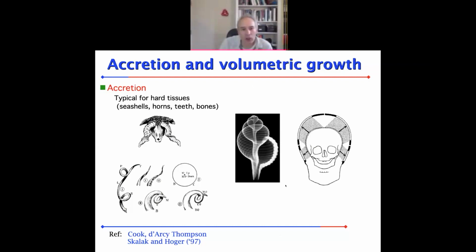Accretion is very typical for hard tissue, things like seashell, horn, teeth, bones, coral, and things like that. You have a hard material, and what you're going to do is add new layers every time during development. And if you think of the skull as also a hard material, you see that the same idea also applies to the growth of the skull.